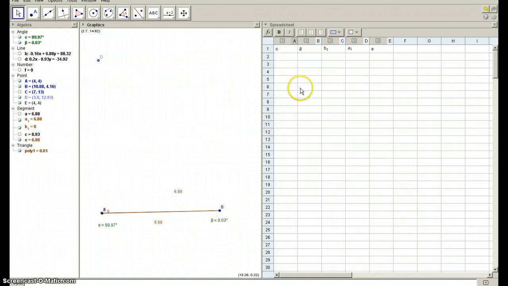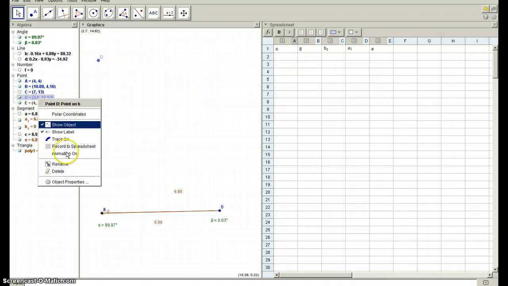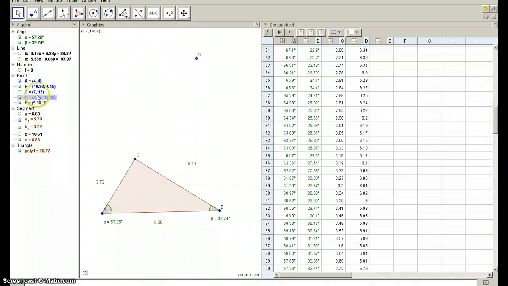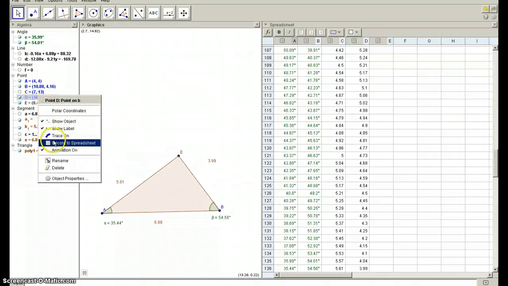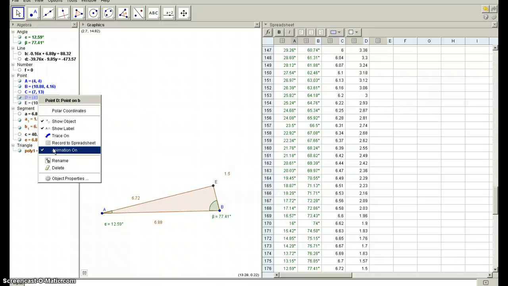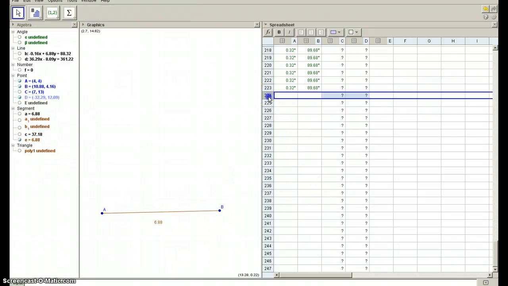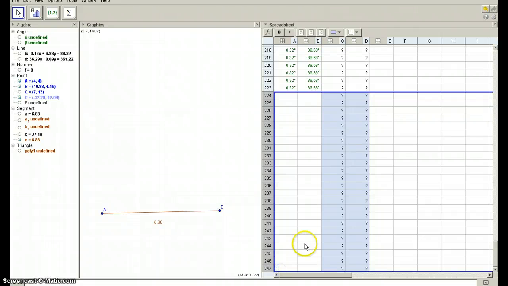But what I'm going to do is animate, let it run, and we're going to capture some values in this spreadsheet. So let's go ahead and turn the animation on, and we'll look at those values at least for a bit. When it gets off, I'm going to turn it off here. Capturing a lot of values there. There we go. And from here on down, we'll just delete those rows.